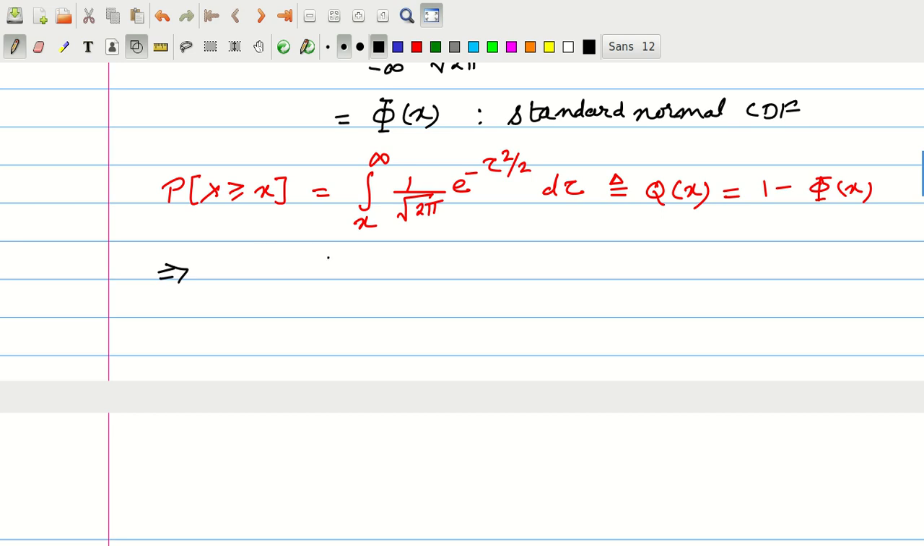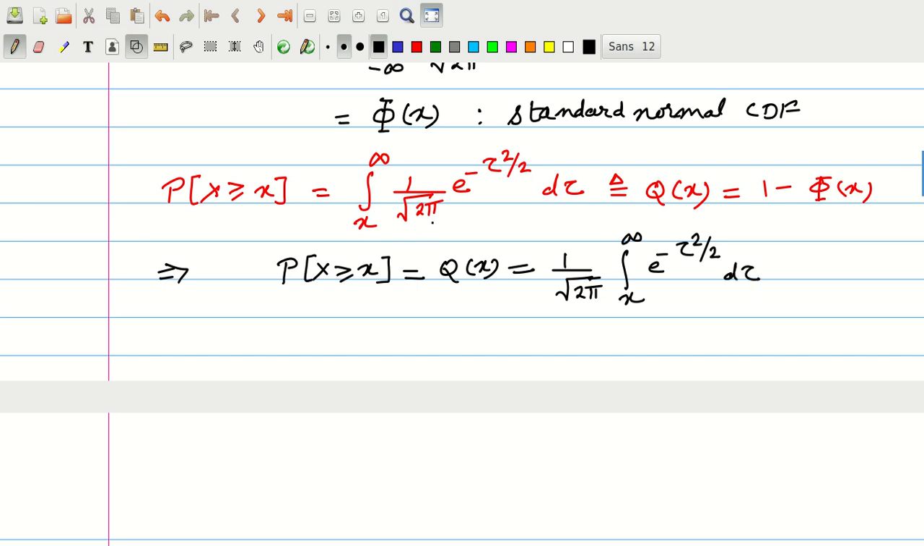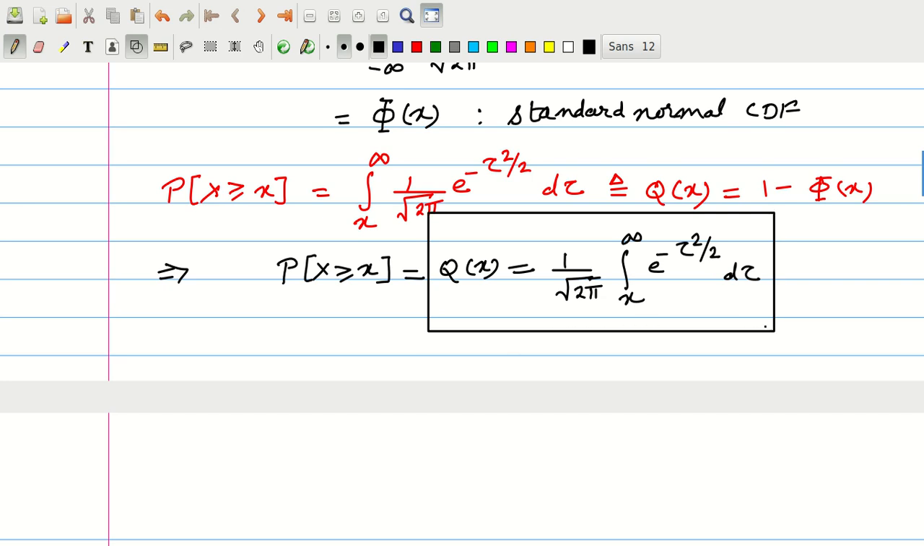So let us formally write once again the probability X greater than or equal to small x, where capital X is the standard normal random variable. It is given by the Gaussian Q function Q of x, which is defined as 1 over root 2 pi integration x to infinity e to the power minus some dummy variable tau square by 2 d tau. So let us box it. This relation must be memorized. It may be noted that this integral cannot be expressed in a closed form.